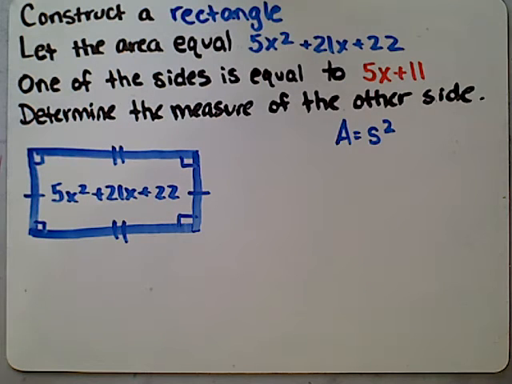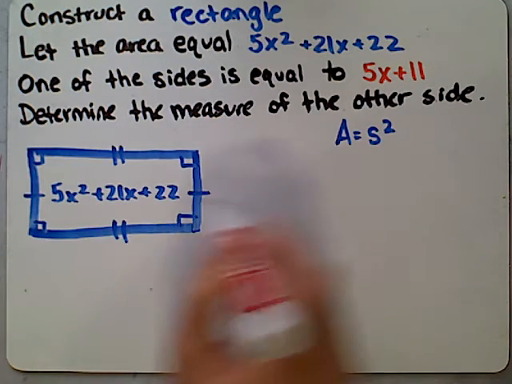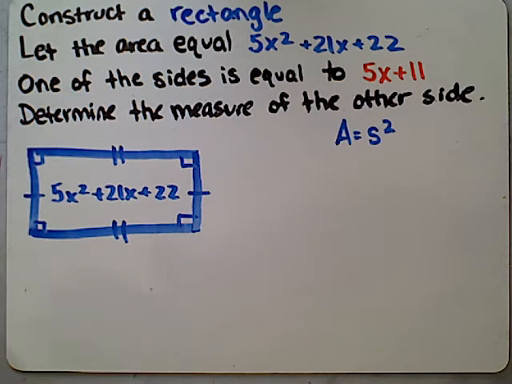In this example, we'll be constructing a rectangle. We'll be providing the area to you, and we'll be asking you to determine the measure of one of the sides given the other side. So one thing you do when you're making your rectangle, I recommend putting the area right in the middle just to give you a concept of what we're talking about here.